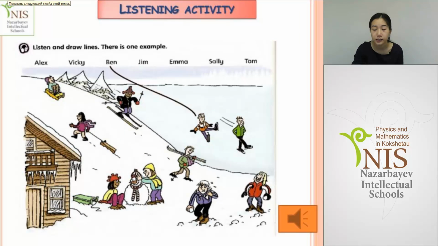Now the listening activity itself. So students listen to the recording. The recording is 2 minutes long, and they need to draw the lines. So they need to match the person to the picture. So let's listen.